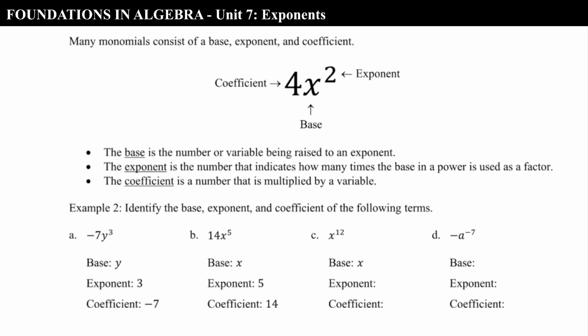For C, our base is x again. Our exponent is the power that we're taking x to, which is 12. And you're going to want to say there's no coefficient, but there is a coefficient. It's just not written down. Our coefficient is 1. We don't have to write the 1 in front of the x because 1 times x to the 12th is just x to the 12th, but there is an understood 1 out in front of that x to the 12th. And then finally, for D, our base is a. Our exponent is negative 7. And our coefficient is negative 1.